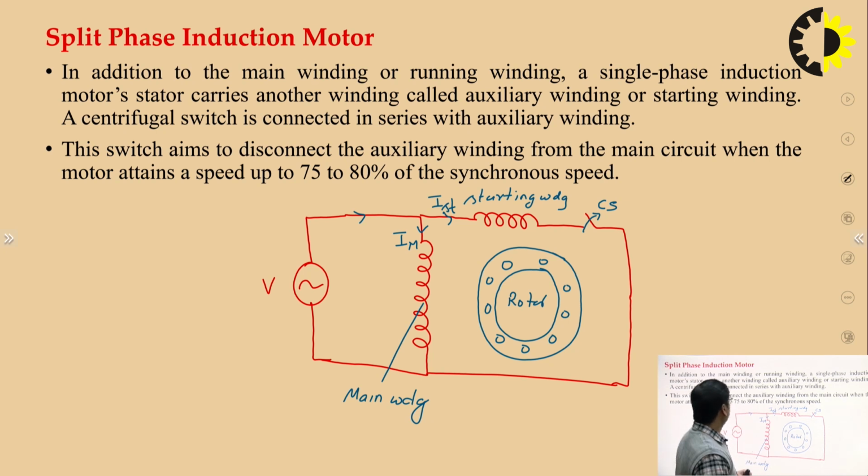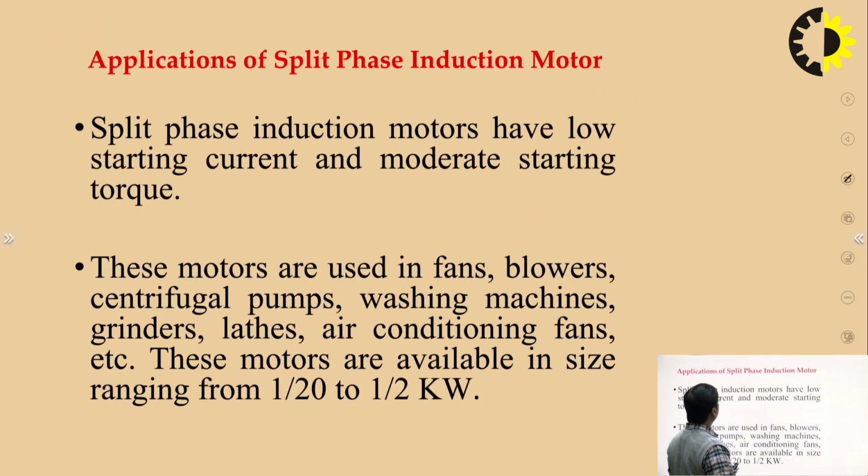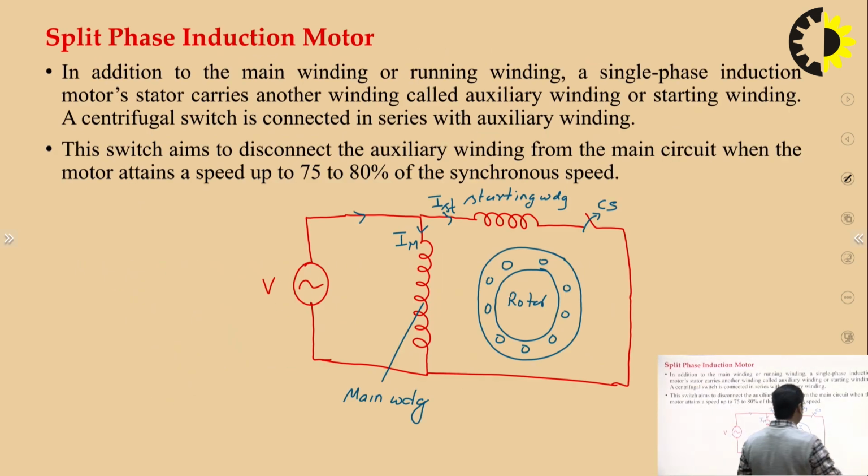Now, as the name indicates, split phase means what? We are just splitting the current actually. So in this method, the starting winding has more resistance, means it is a resistive winding. So when we draw the phasor of this winding, let us take the voltage as the reference.